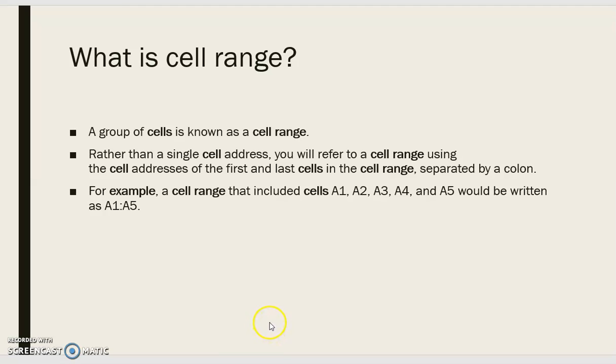What is a cell range? A group of cells is known as a cell range. Rather than a single cell address, you will refer to a cell range using the cell addresses of the first and the last cells in the cell range, separated by a colon. For example, a cell range that included cells A1, A2, A3, A4 and A5 would be written as A1 colon A5.